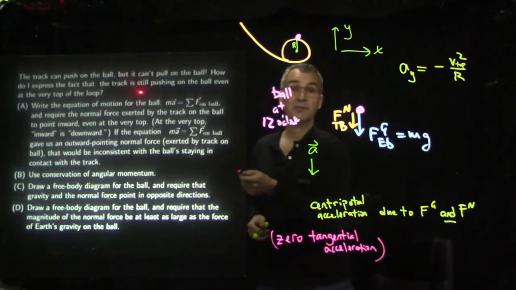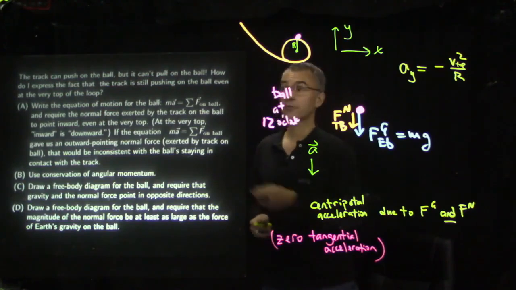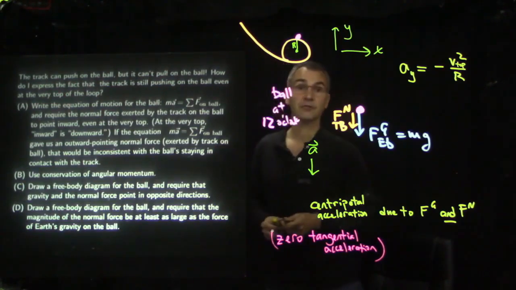The track can push on the ball, but the track can't pull on the ball. How do I express the fact that the track is still pushing on the ball even at the very top of the loop?